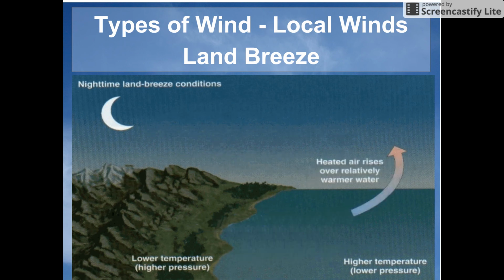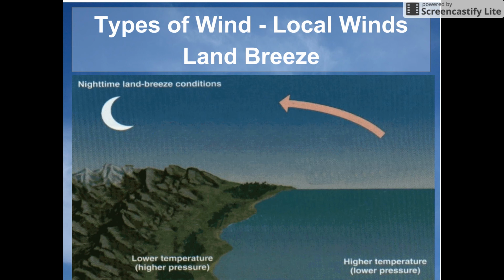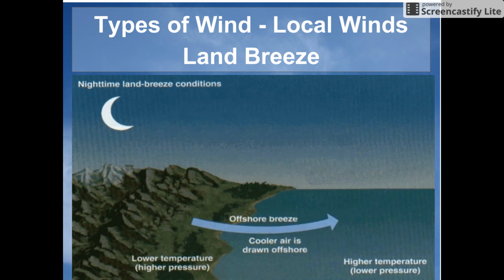The land breeze begins 2 to 3 hours after sunset and usually ends shortly after sunrise. Here's another look at the land breeze.